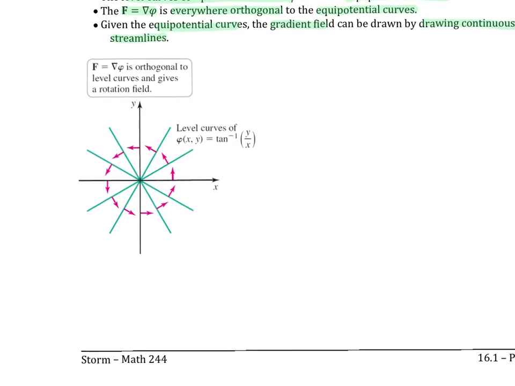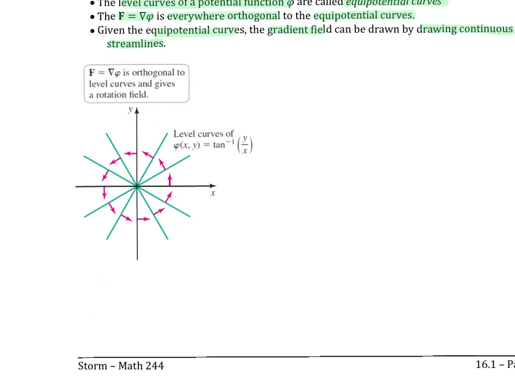If you look at the diagram that follows, we have our level curve, phi of xy. It's going to be the tangent inverse of y over x. So these green lines that are crossing through the origin, these are the level curves of phi. How did we get those? So remember, all we do when we draw level curves is we replace our function with a constant. So why don't I replace phi with 0? 0 equal to tangent inverse of y over x.